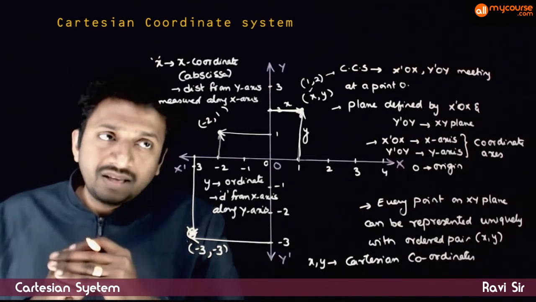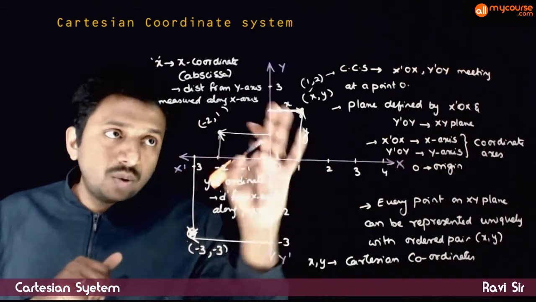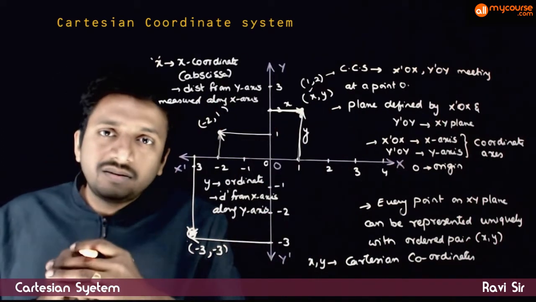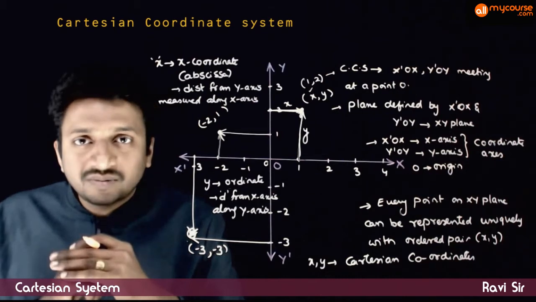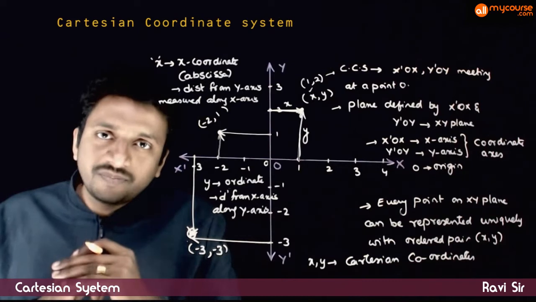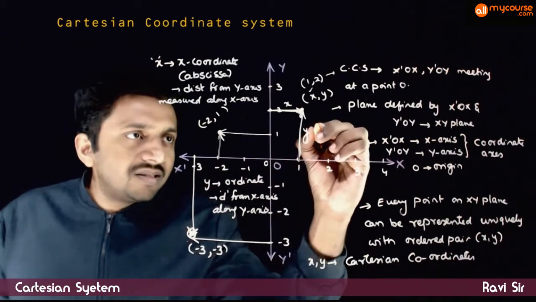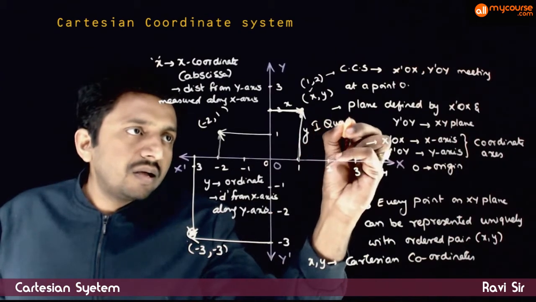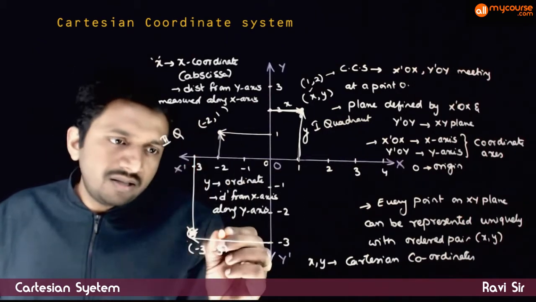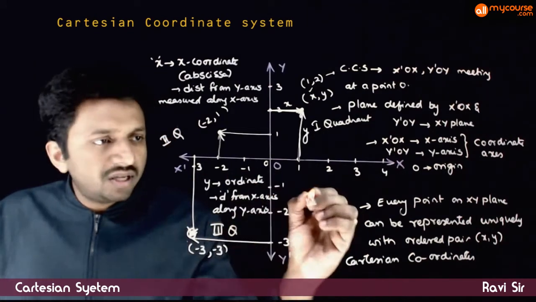Now, with respect to the coordinate axis X'OX and Y'OY, the whole xy plane is divided into 4 parts. The first part, second part, third part, fourth part. And each part is called a quadrant. This is the first quadrant, this is the second quadrant, this is the third quadrant, this is the fourth quadrant.